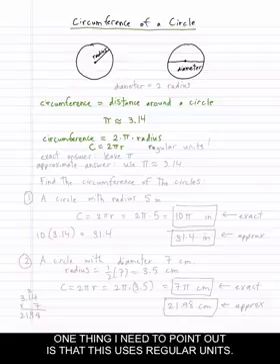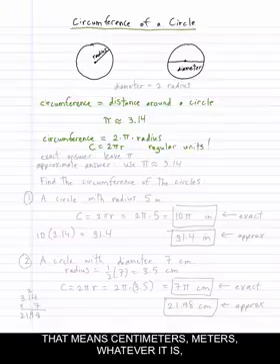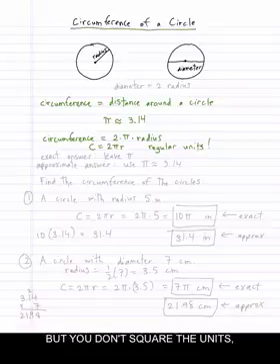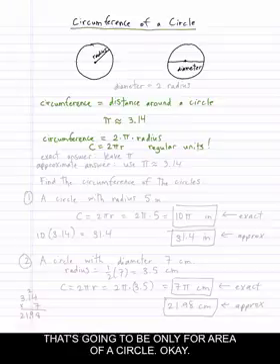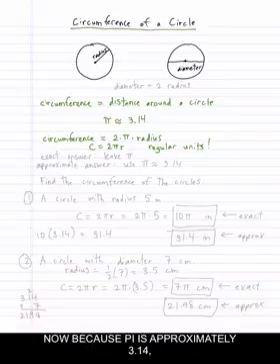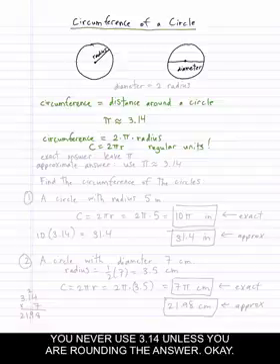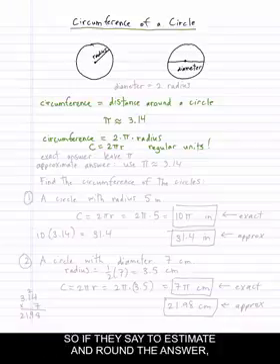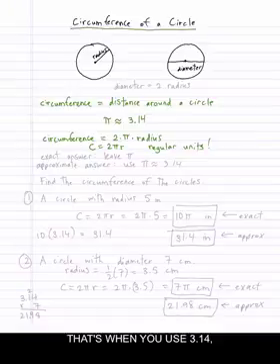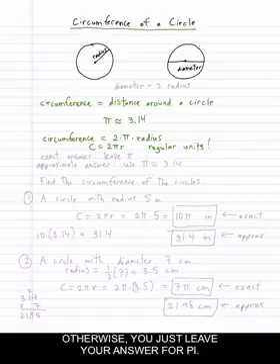One thing I need to point out is that this uses regular units. That means centimeters, meters, whatever it is, but you don't square the units. That's going to be only for area of a circle. Okay. Now, because pi is approximately 3.14, you never use 3.14 unless you are rounding the answer. Okay, so if they say to estimate and round the answer, that's when you use 3.14. Otherwise, you just leave your answer for pi.